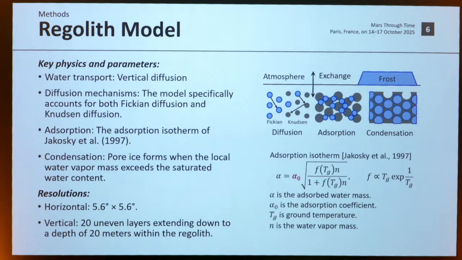And for adsorption, we adopted the adsorption model of Jakosky et al. 1997 for basalt-like Martian analogs. And pore ice forms when the local water vapor mass exceeds the saturated water content. For this regolith model, the horizontal resolution is 5.6 degrees for latitude and longitude, and vertically we have 20 uneven layers extending down to a depth of 20 meters within the regolith.